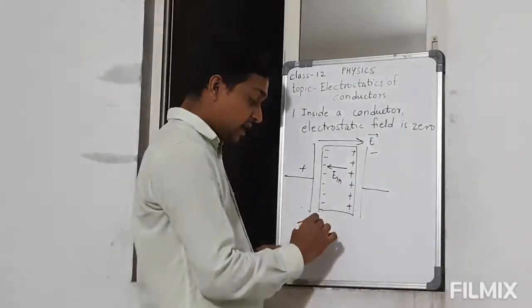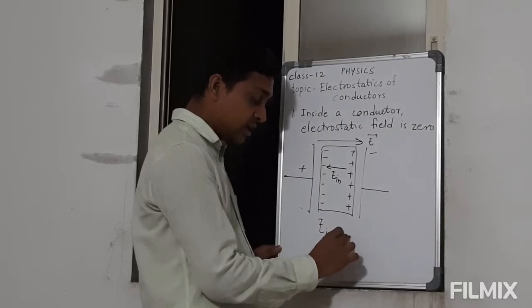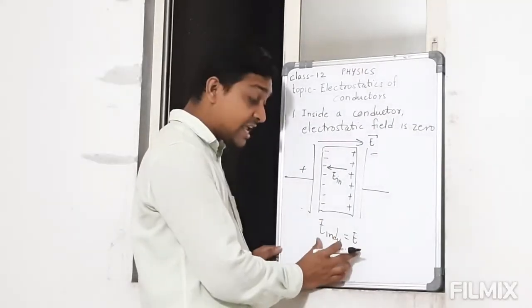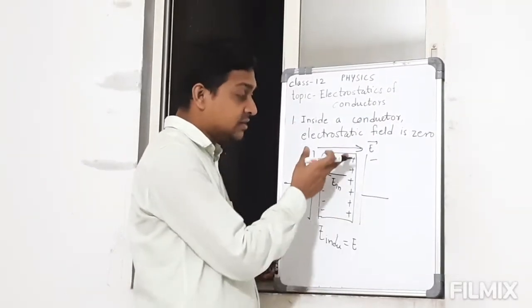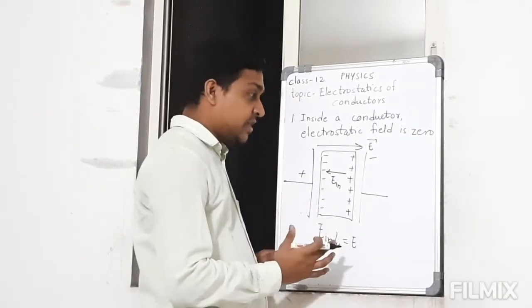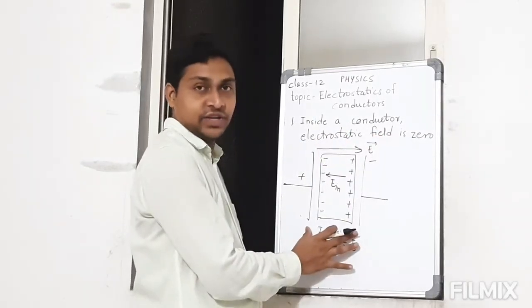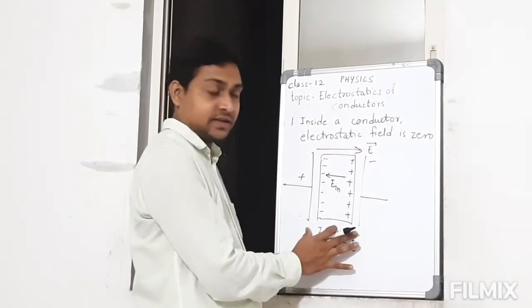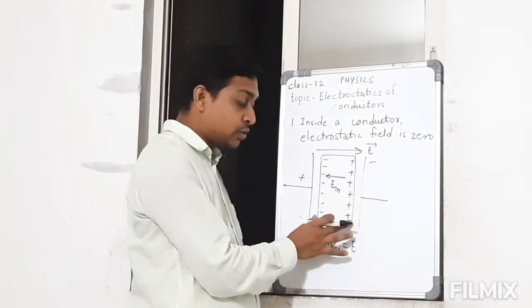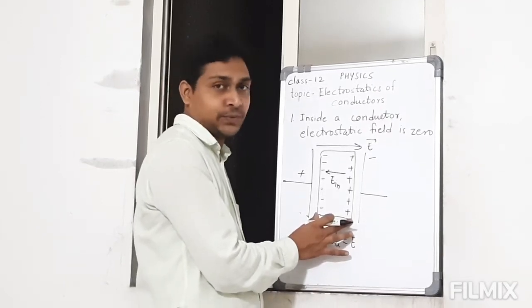And the next thing is, the external field and the induced field are equal in magnitude, but as we see here, both their directions are opposite. Because of that, the net electric field inside a conductor is 0. Because both have the same magnitude and opposite direction, the total electrostatic field inside a conductor is always 0.